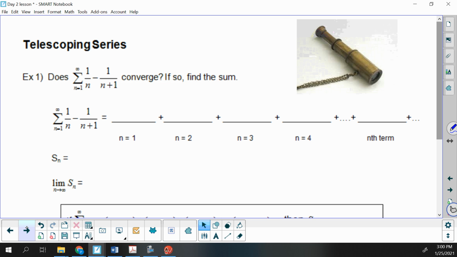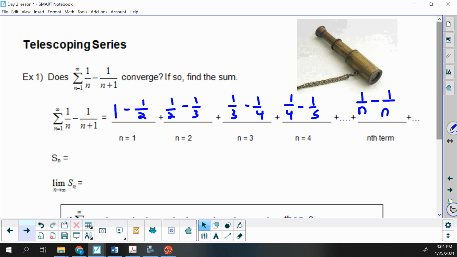All right, so some different types of series. First one we're going to look at is a telescoping series. So we've got 1 over n minus 1 over n plus 1. We want to know if it converges. If it does, we're going to find the sum. When we sub in 1, 1 over 1 is 1, minus 1 over 1 plus 1, so that's minus 1 half. Well, now we're going to sub in 2, so we'll get 1 half minus 1 third. We'll sub in 3, we'll get 1 third minus 1 fourth. We'll sub in 4, we'll get 1 fourth minus 1 fifth. Or all the way to the nth term, we'll have 1 over n minus 1 over n plus 1.